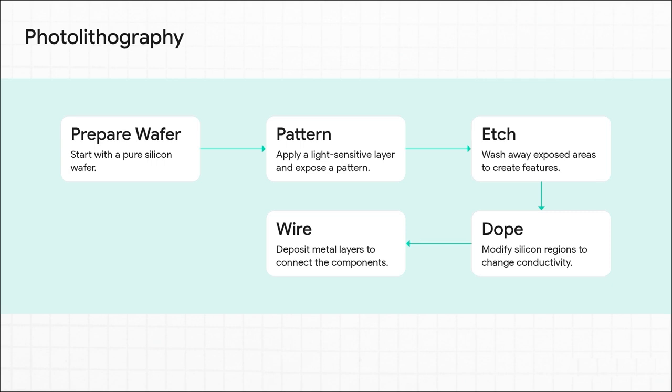You start with this perfectly pure silicon wafer. Then you use light to expose a pattern onto it. After that, you etch away material to create all the little features. Then you dope different areas to change how they conduct electricity. And finally, you add metal layers to connect it all together. You just pattern, etch, and repeat, building up incredible complexity layer by tiny layer.